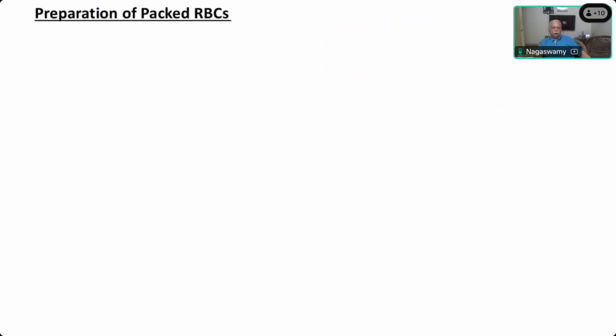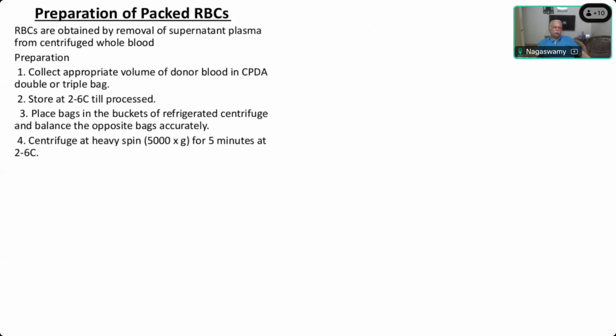And preparation, first thing we use to separate is the RBCs. So packed RBC preparation is obtained by removal of supernatant plasma from centrifuged whole blood. So the whole blood is put in a pack and then centrifuged, and the supernatant plasma can be drained from that, and the sedimented RBCs are collected in an appropriate volume of donor blood in a CPDA mixture. This is the anticoagulant mixture, citrate, phosphate, dextrose, and adenine, in a double or triple bag, stored at 2 to 6 degrees till processed.